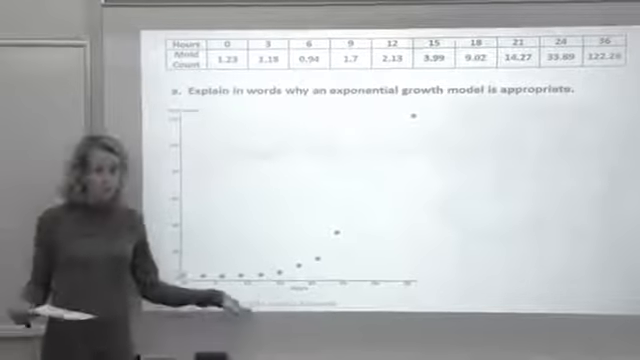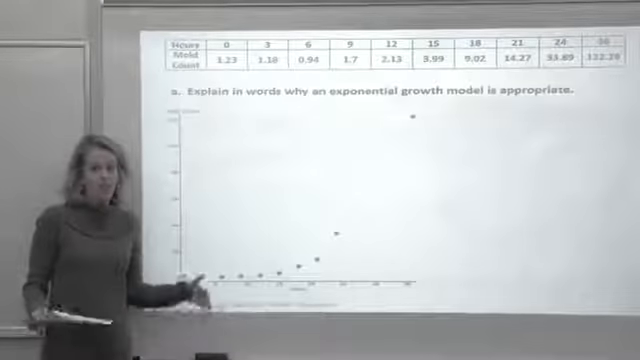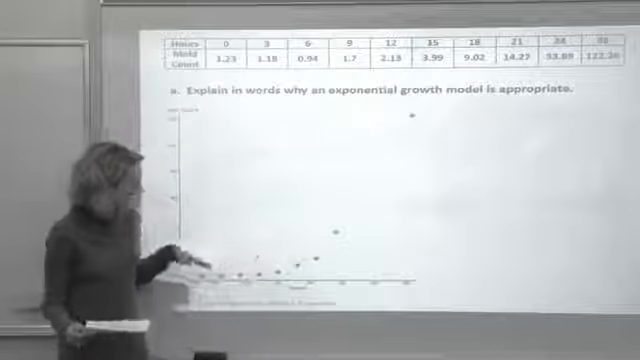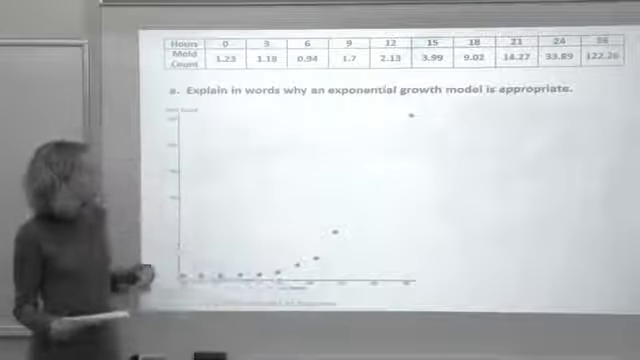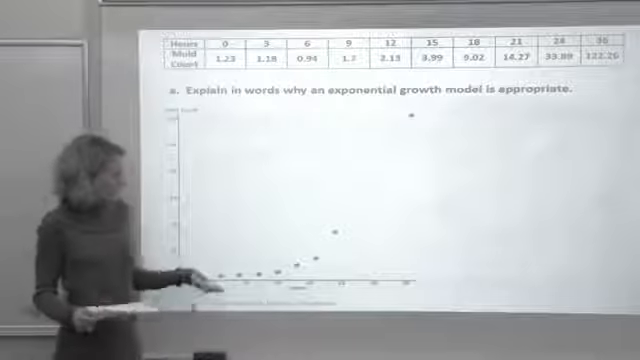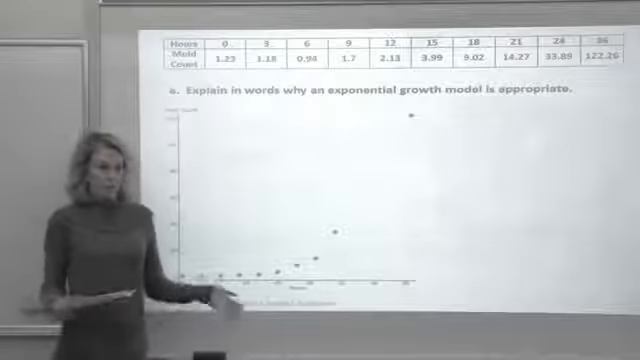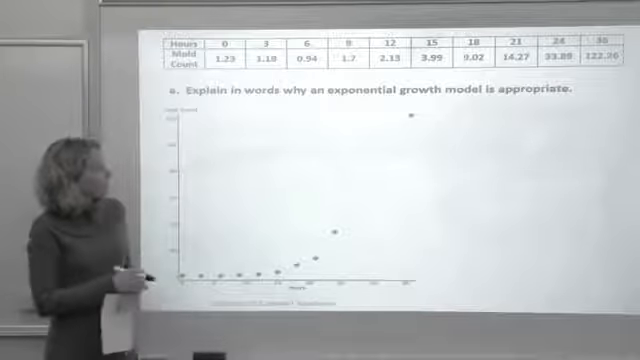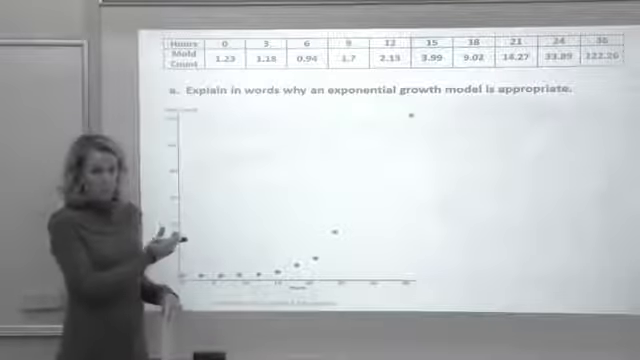If you look at that scatter plot, I hope that it's very clear that this is not a linear model. There's definitely not a straight line to this. There's clearly a curve. Since there's a curve, exponential is one kind of equation that has a curve to it. Why might an exponential growth model be appropriate here?